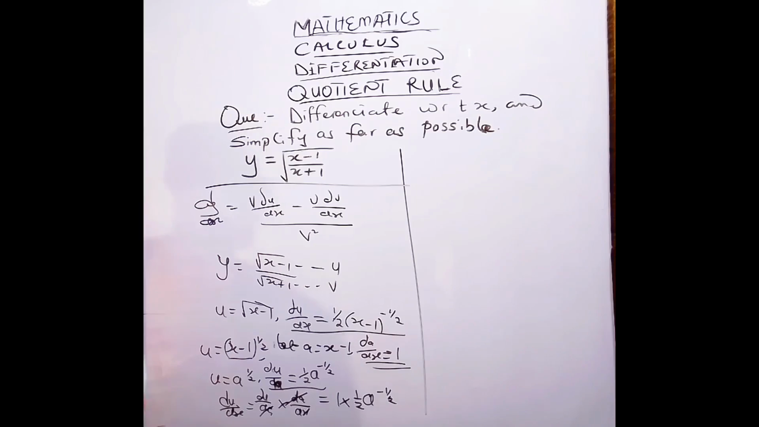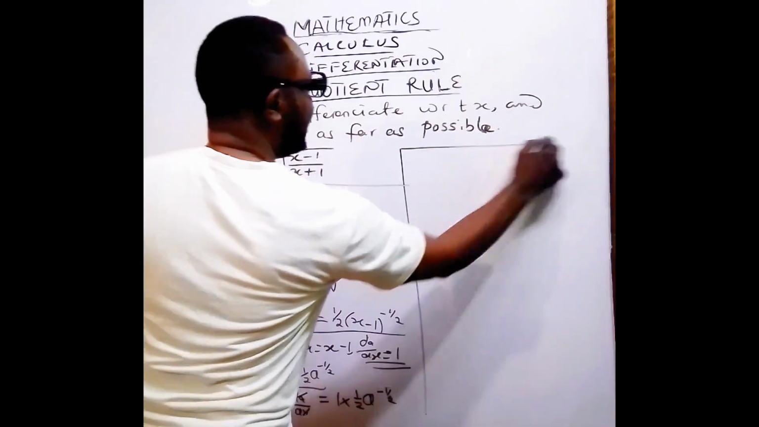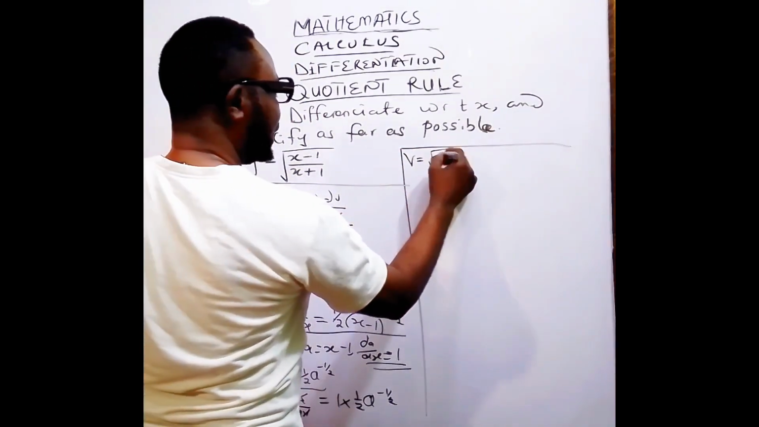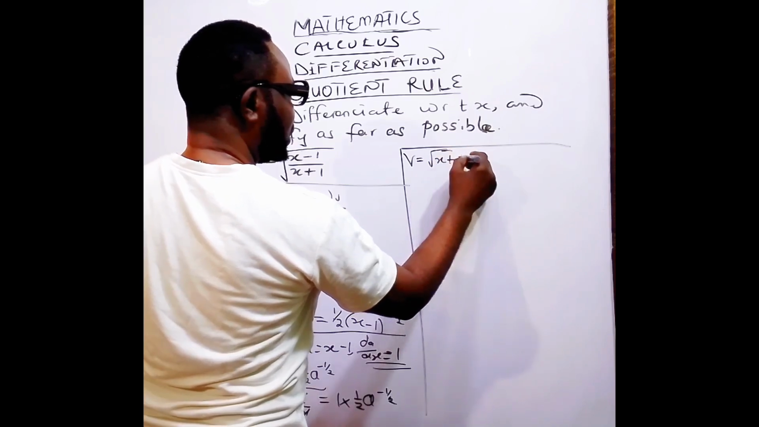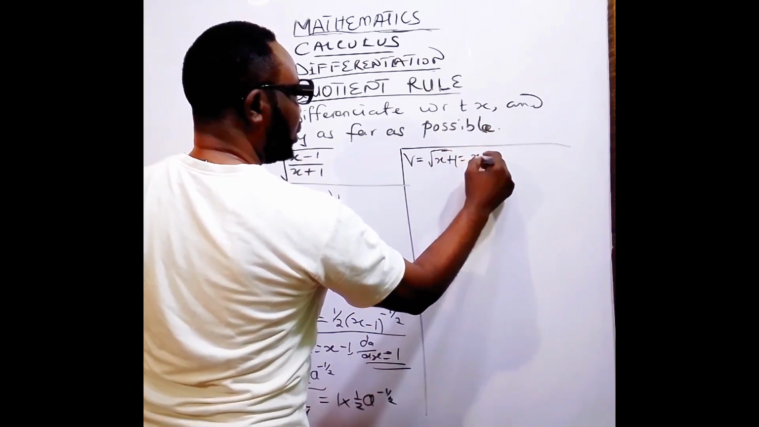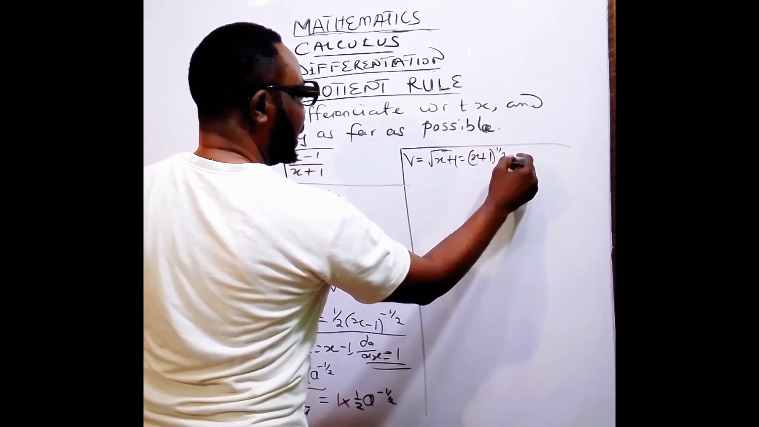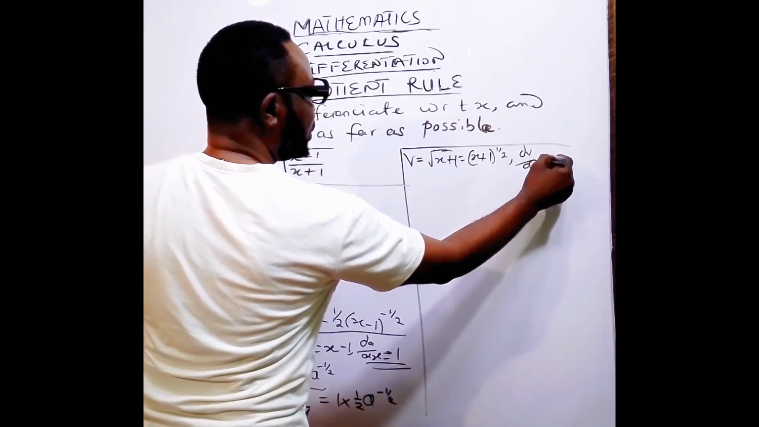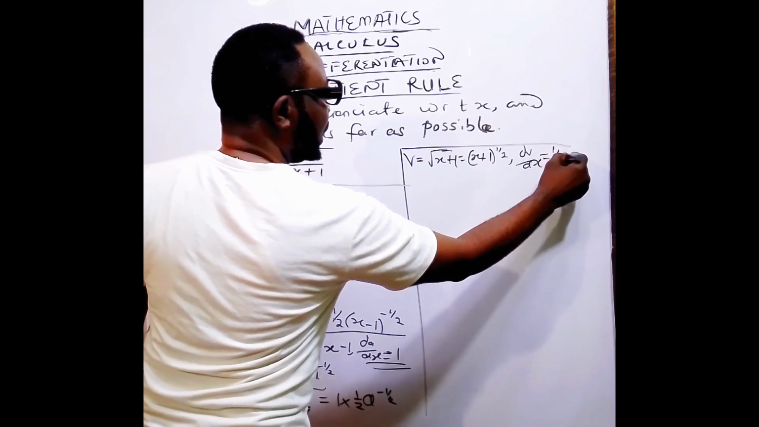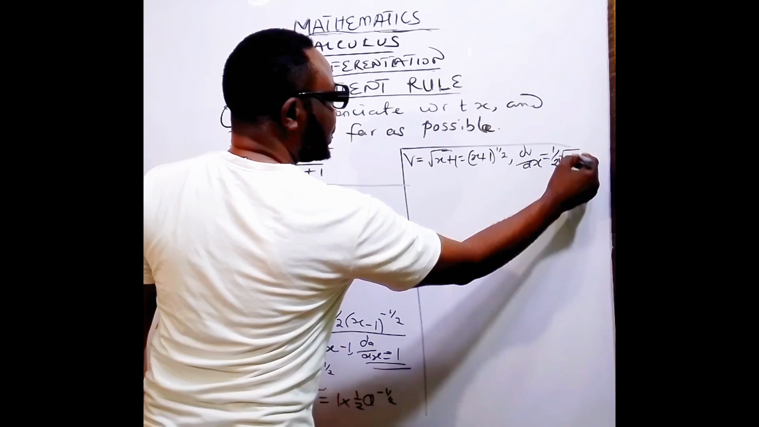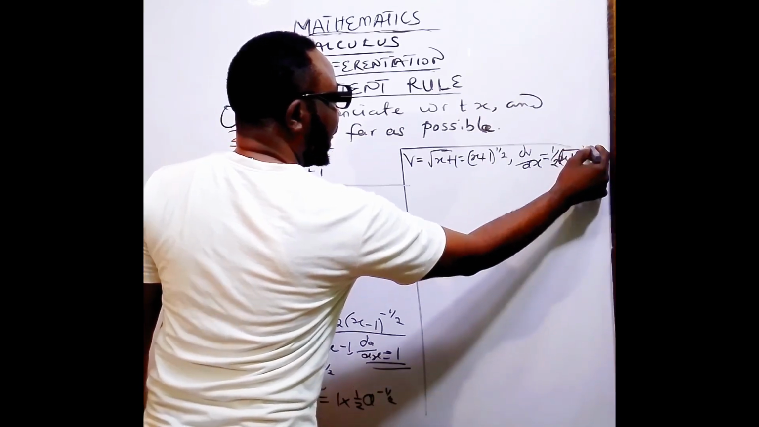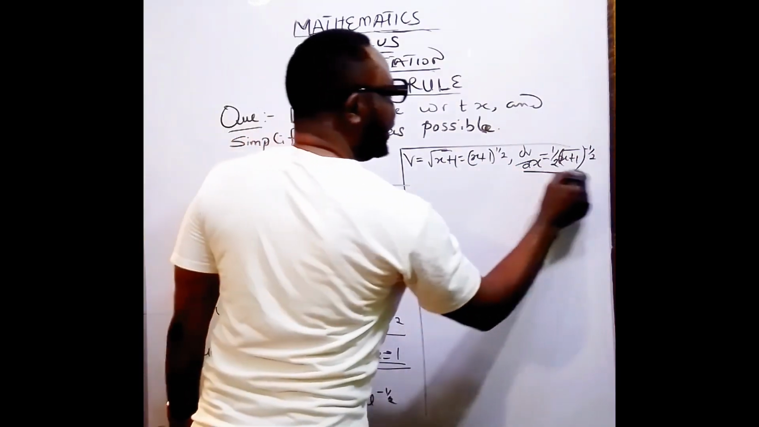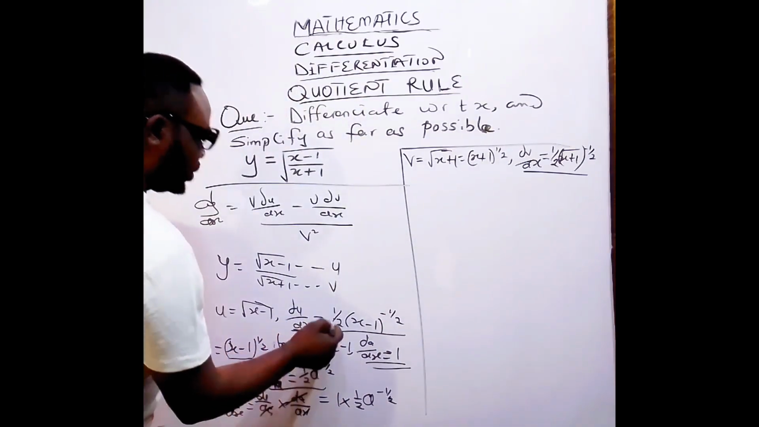Then I can now say that my v is equal to root x plus 1, which is equal to x plus 1 raised to the power of half. Then my dv/dx will be equal to half x plus 1, or root x plus 1, raised to the power of minus half. So I've been able to get the value of dv/dx and the value of du/dx.